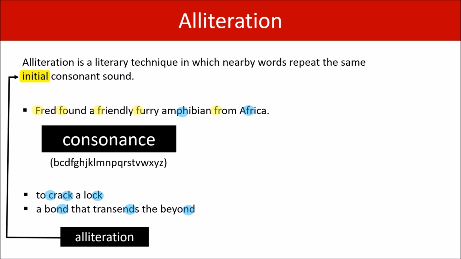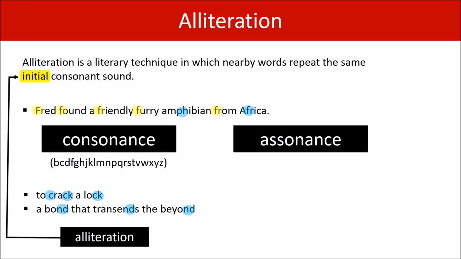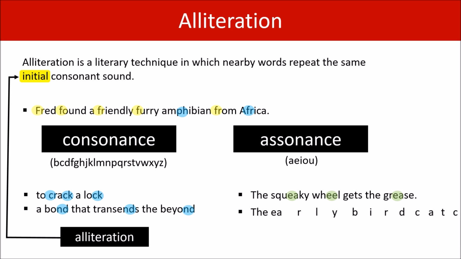At this point, it's worth talking about assonance. Assonance is similar to consonance, apart from it's the repetition of vowel sounds. So, look at this famous proverb. The squeaky wheel gets the grease. Here we have the E sound repeated. Or another proverb. The early bird catches the worm. Here we have the sound repeated. These are examples of assonance.